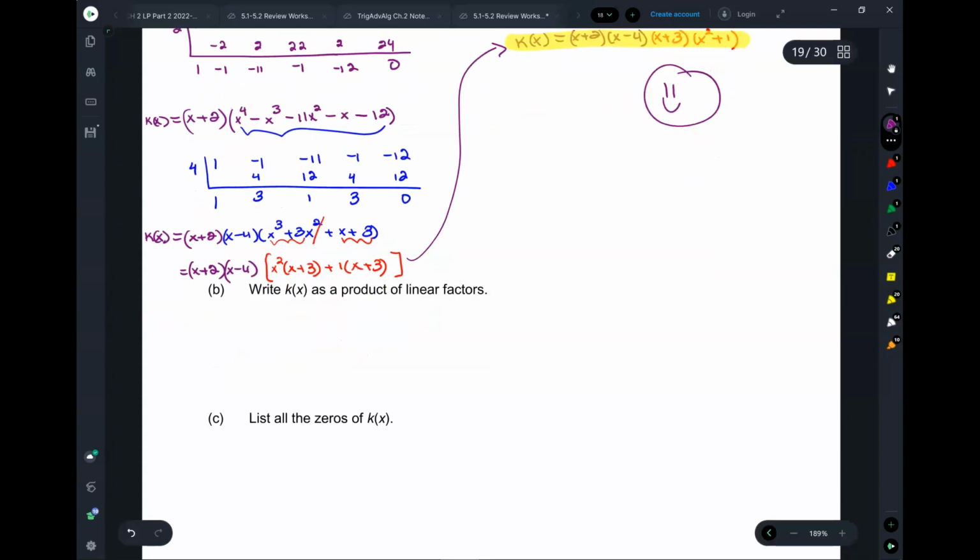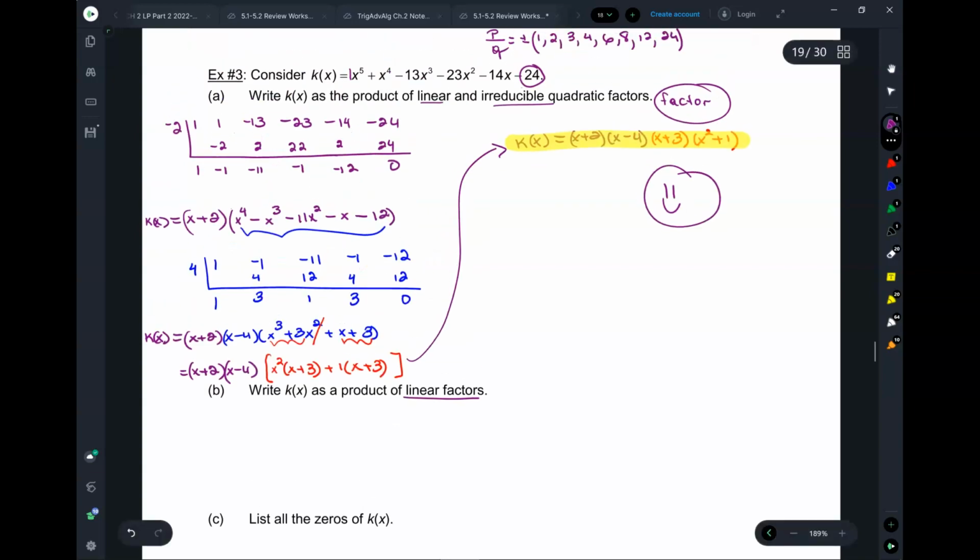Now, okay, now B says, you know what? No, that's not good enough. You have to get rid of that quadratic factor. Now, write it as just a product of all linear factors. Okay, fine. Linear, linear, linear, linear. This is the one that's a problem. So how can I factor that so it's linear?